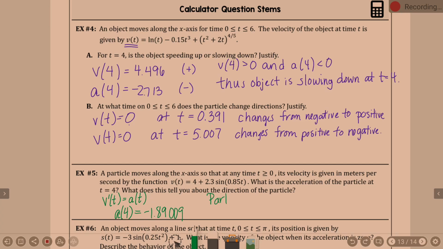The particle is being pushed left at a rate of negative 1.890 meters per second squared. And everyone got the answer right, meaning everyone's calculators are in radians. Because if your calculator was in degrees, you probably didn't get that answer.